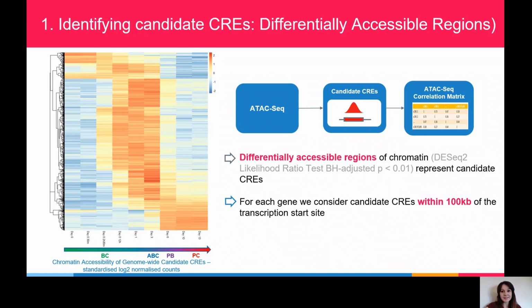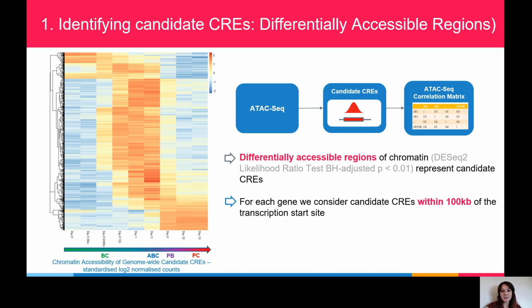Applying this method to our plasma cell dataset, we first identify candidate cis-regulatory elements from the ATAC-seq data. These are regions of DNA which are differentially accessible across the time course and within 100 kilobases of a gene's transcription start site. These represent potential cis-regulatory elements whose activity patterns shift as the cell differentiates.